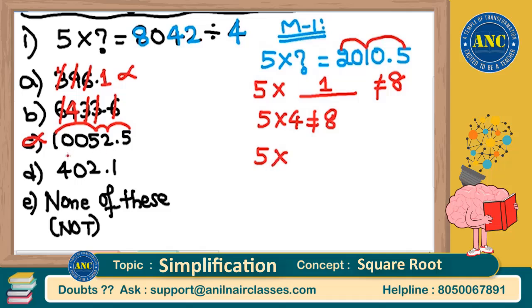5 into 4 plus 2 is 6, 6 plus 1 is 7. 5 into 7 is 35. 35's digital sum is 8. It is matching with the digital sum on the right hand side. That should be the correct answer.